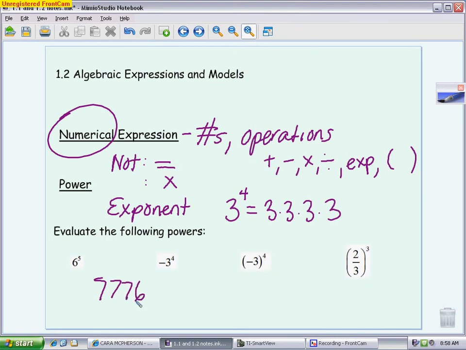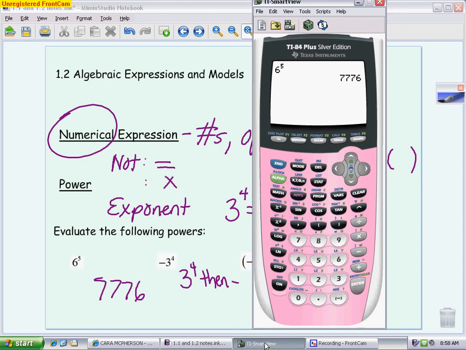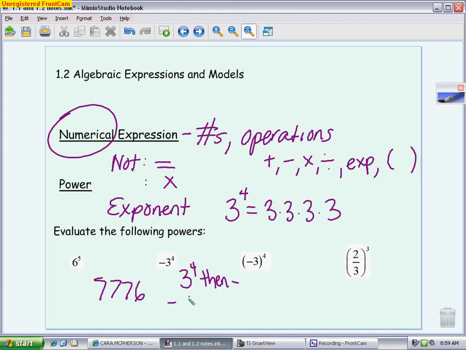When you have something with decimals and with negatives, you have to be careful about whether there are parentheses or not. This next one actually means that you're going to take 3 to the 4th and then make it negative. So on your calculator, you can just type in -3, then the caret and the 4, and it will tell you that it's -81.